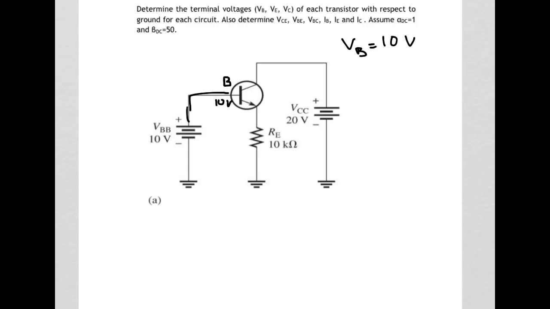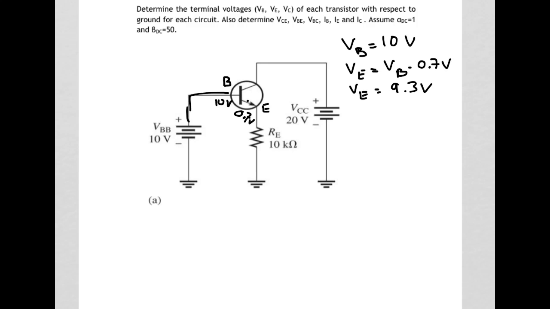You know that across here, that little arrow here is a diode. So across the diode, you always have 0.7 volts. So if I have 0.7 volt across the diode, at this point here, which is called E, I'm going to have VB minus 0.7 volts. So VE would be 9.3 volts.